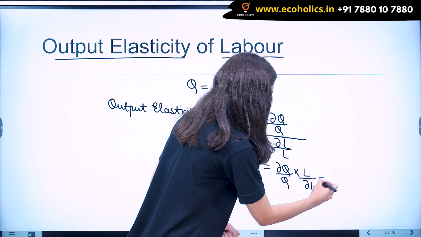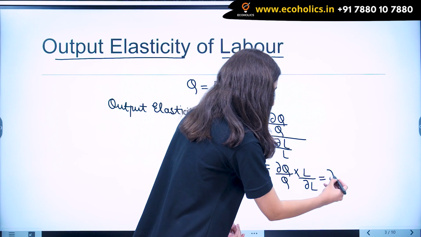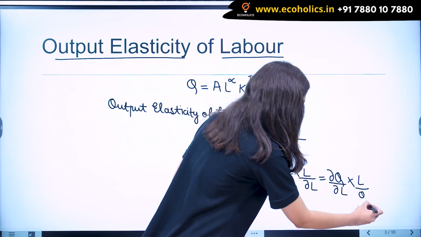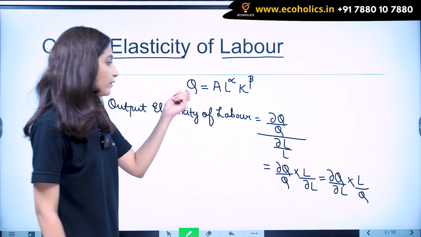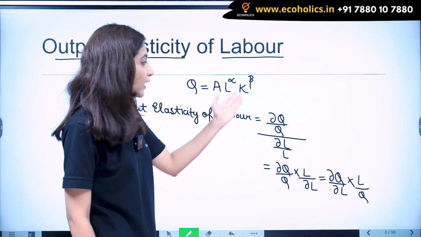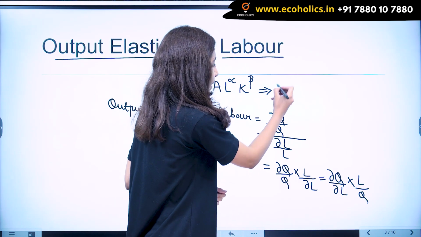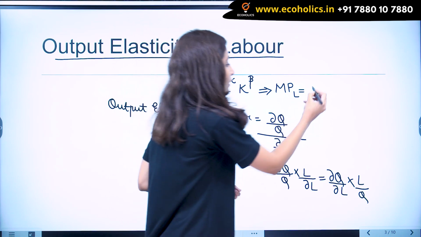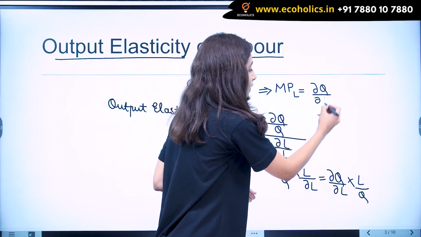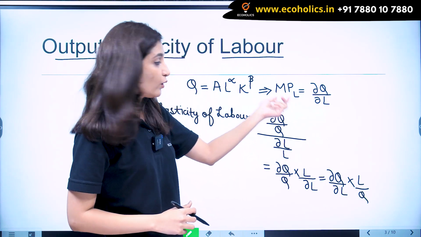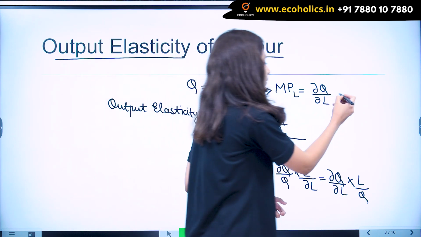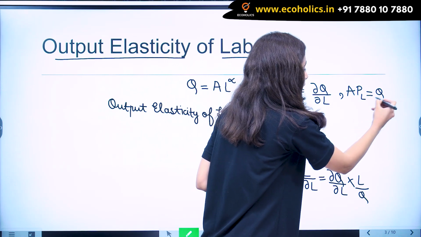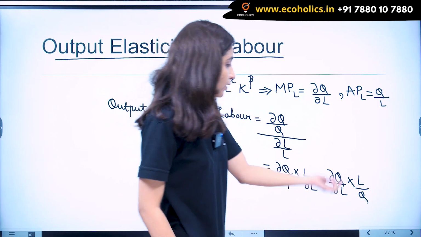This can also be written as ∂Q by ∂L into L by Q. Now, we know that Q is equal to A L raised to alpha K raised to beta. So what is our marginal product? Our marginal product of labor in this case, we represent as ∂Q by ∂L. And what is average product of labor? Our average product of labor is given by Q by L. So now this looks familiar.